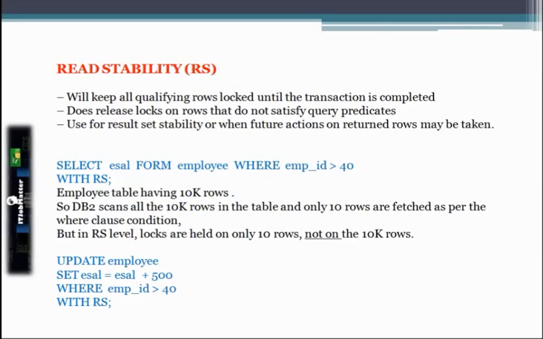Friends, we use read stability when we want result set stability, or when there is a chance that the result set on which I am doing some operation or update, or modifying something, may be updated or modified by some other transaction at the same time. In that case, we use read stability so that the entire result set will be locked and the transaction will be able to finish first.